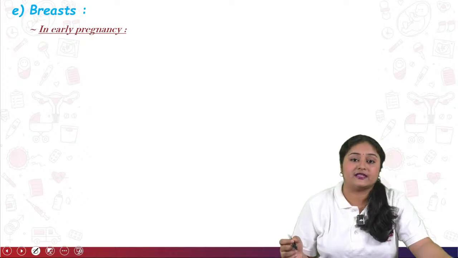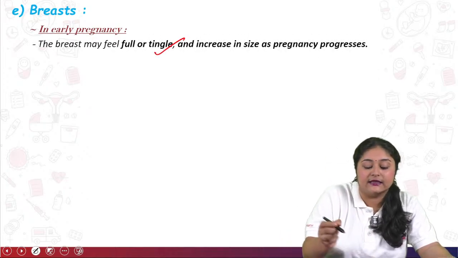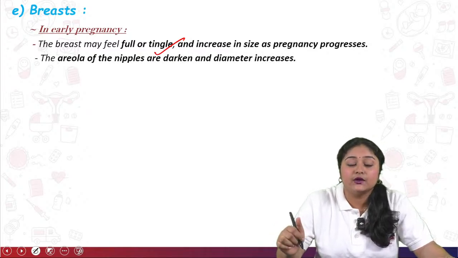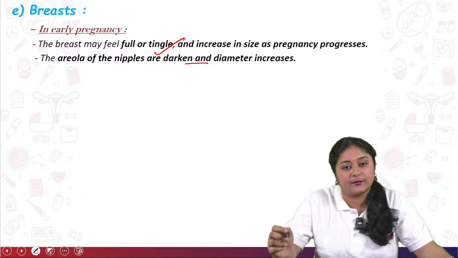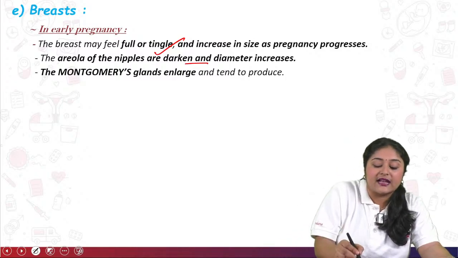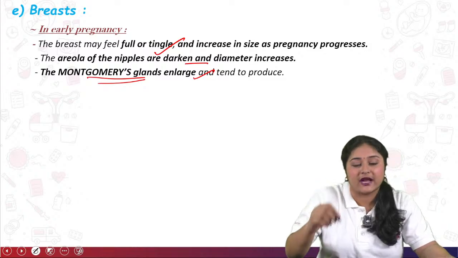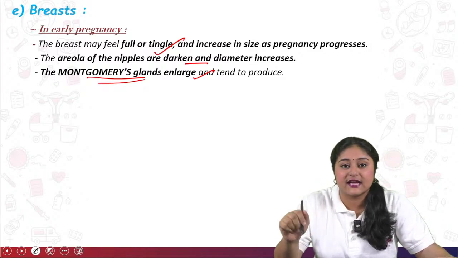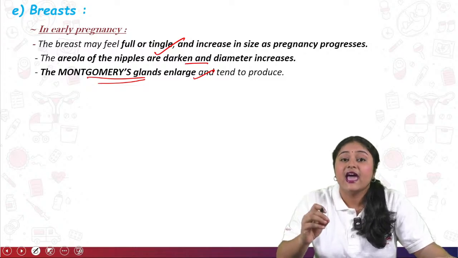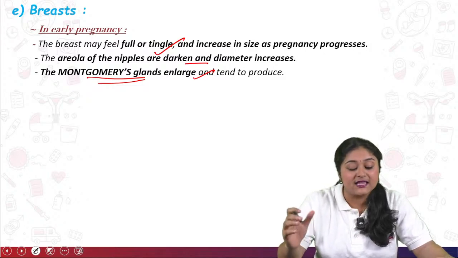Now come to the breast. In early pregnancy, you can feel the breast as tingling, and it increases in size as the pregnancy gradually progresses. The areola of the nipple becomes very dark and pigmented, and its diameter also increases, and Montgomery's glands enlarge and tend to produce secretion. Montgomery's glands are present surrounding the nipples inside the areola, but during pregnancy they enlarge and create a structure like goosebumps. That is called Montgomery's glands enlarging.